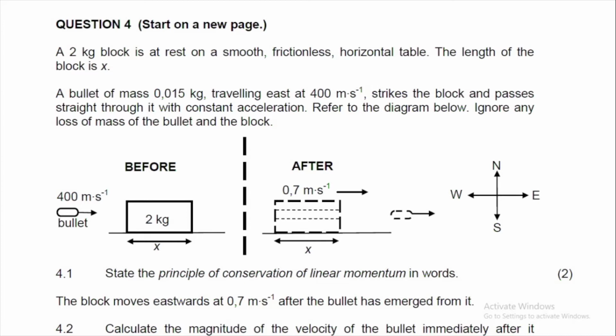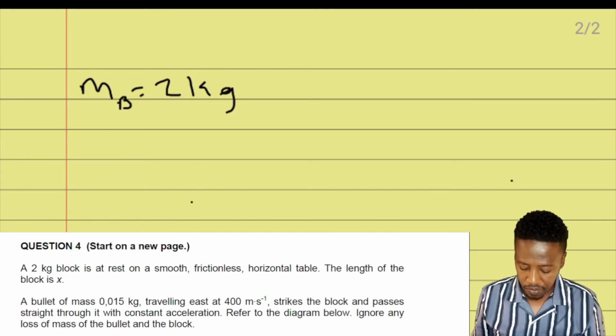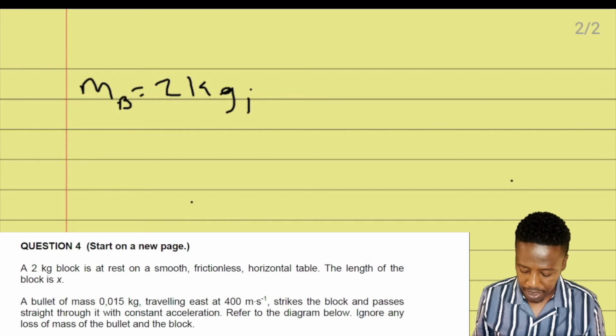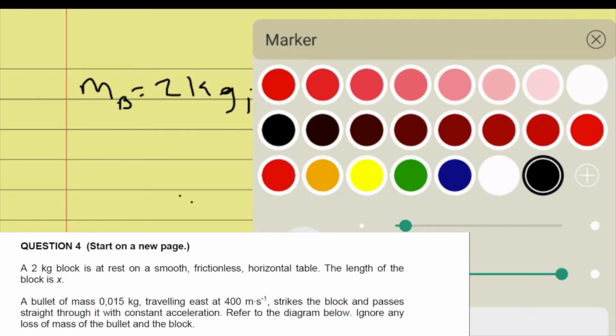Now, what we need to do there is write all the variables that we are given. I'm going to start with the mass of the block, and I'm going to denote it with capital B, right? They say the mass of the block is 2 kg, and then the initial velocity of our block, it says here it is at rest, meaning it's 0 meters per second. Let me just write it. It is the initial velocity of the block.